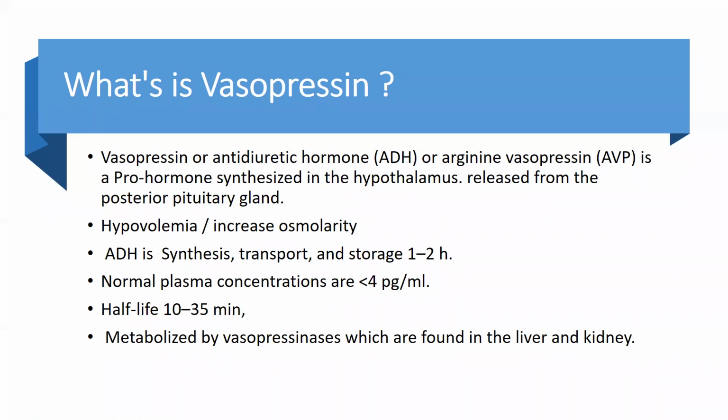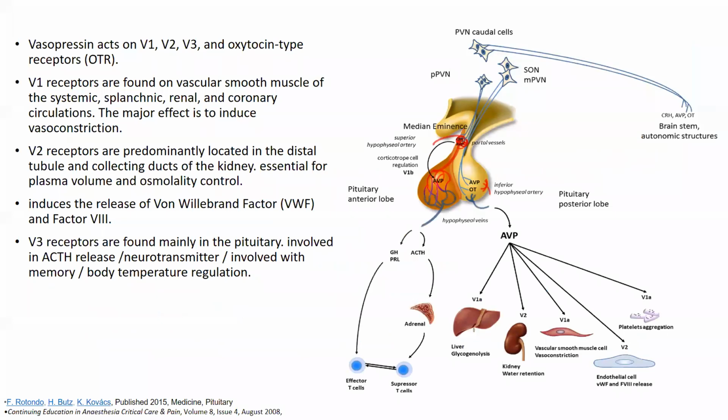The plasma level is less than 4, and its half-life is around half an hour. Usually it's metabolized by the liver and the kidney. It has multiple receptors in the body, and the most important receptors are V1 and V2 because we use them a lot. V1 causes vasoconstriction. That's the way we use it as a pressor, because it will increase the calcium in the muscles and cause vasoconstriction.